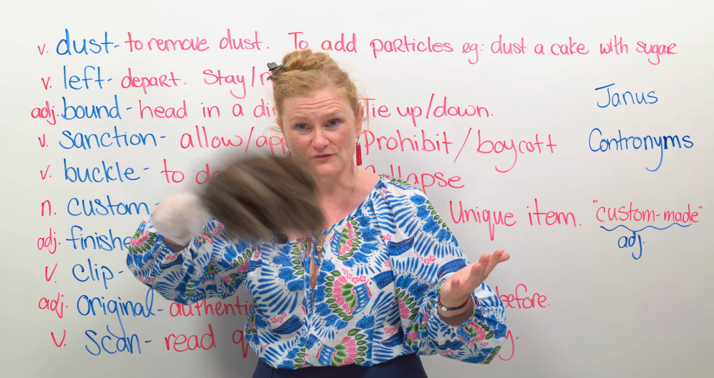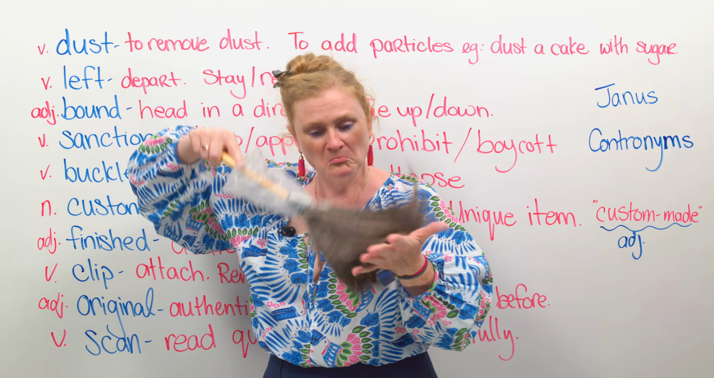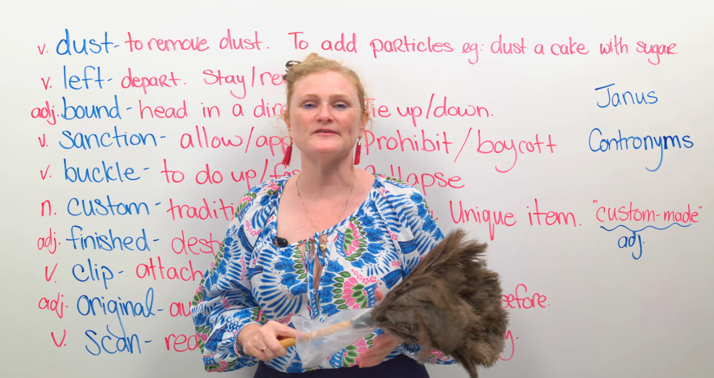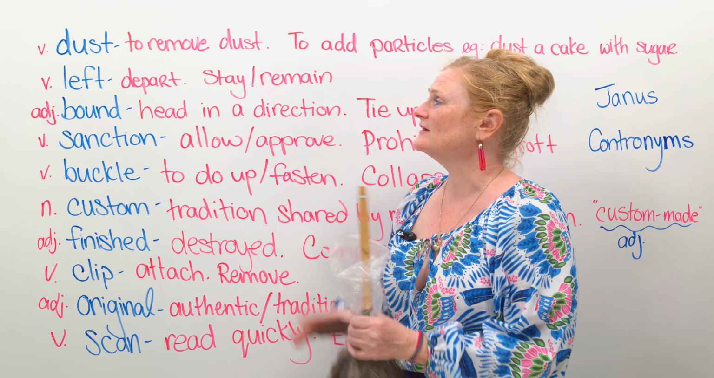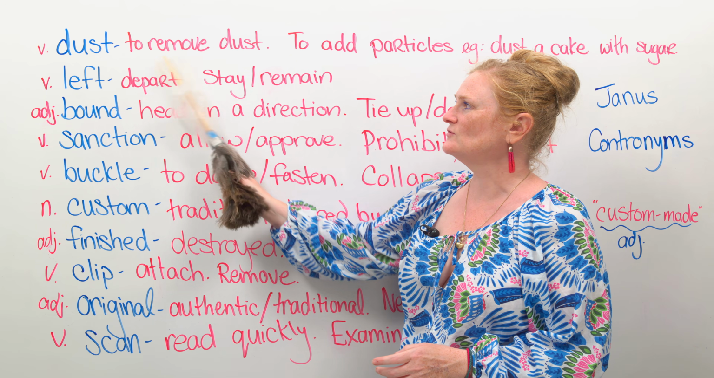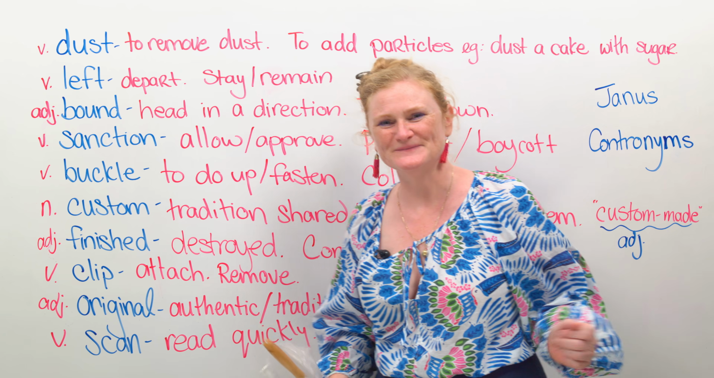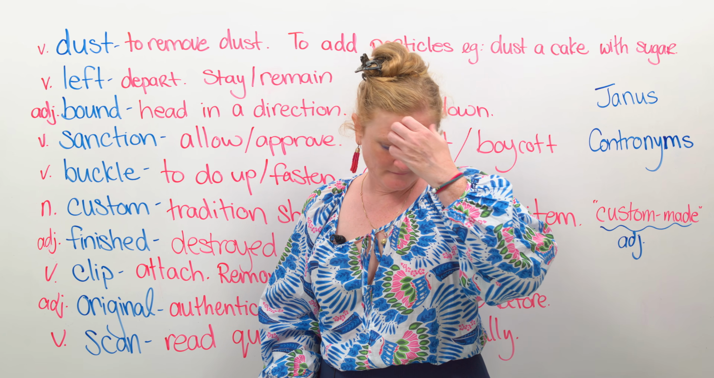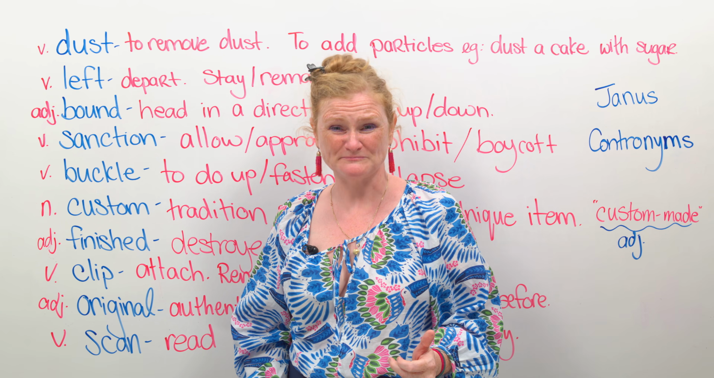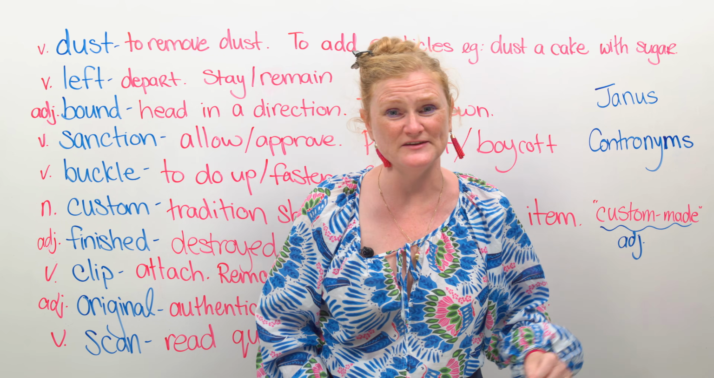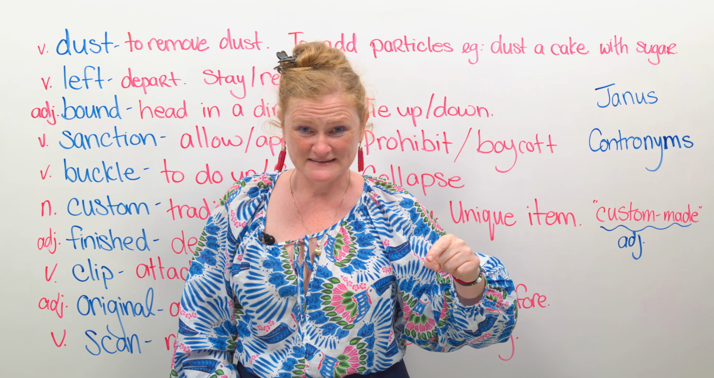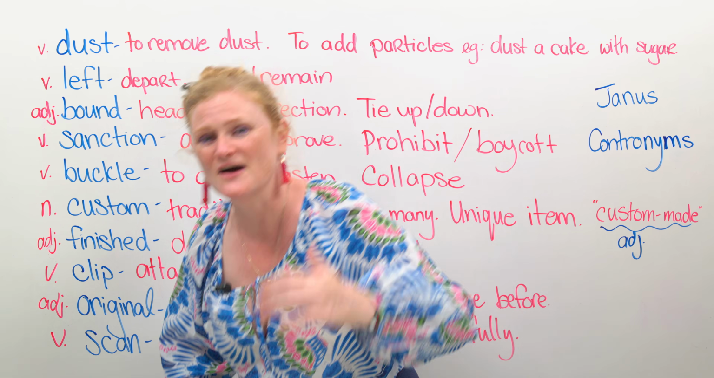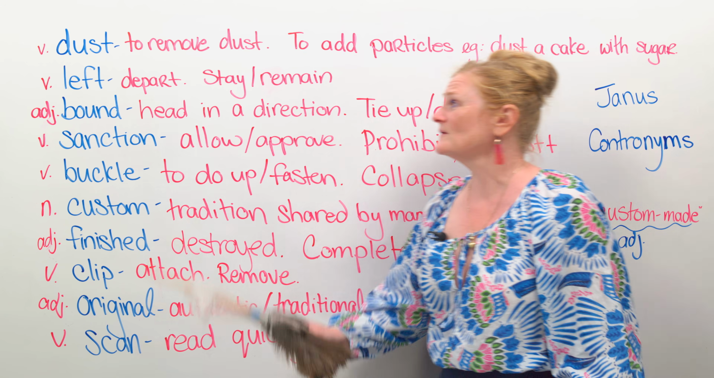So you have to dust your house. And what are you doing when you dust your house? You are removing the dust. Hence the duster. So dust means to remove dust. Okay, that's cool. But it also has another meaning. And this is the thing with these Janus words and contronyms: the other meaning is the complete opposite of the first one. Check it out.